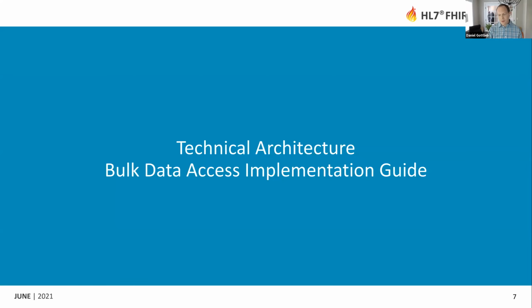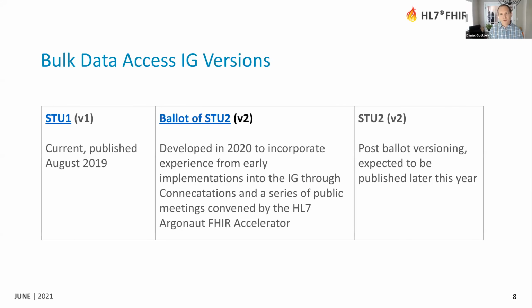So shifting gears a little bit, let's dig into the technical architecture. What's actually happening in the bulk data access implementation guide and in these APIs. Unfortunately, before I can get into too much of that, I have to talk a little about versions. The current version of the bulk data implementation guide is STU1, Standard for Trial Use version 1. This is published on the HL7 FHIR website and is the current version.